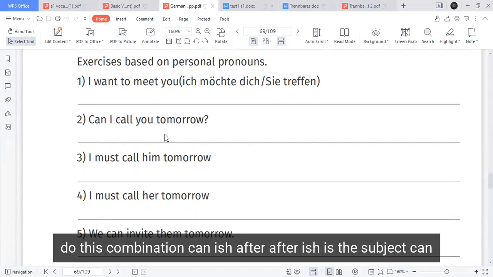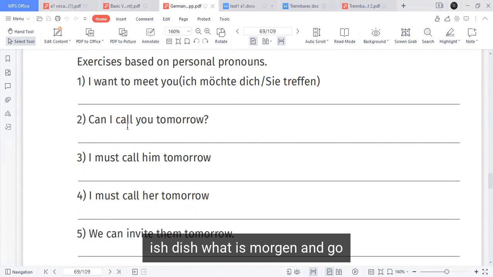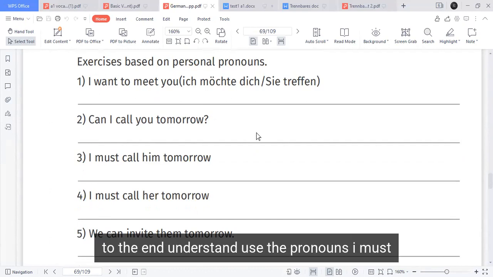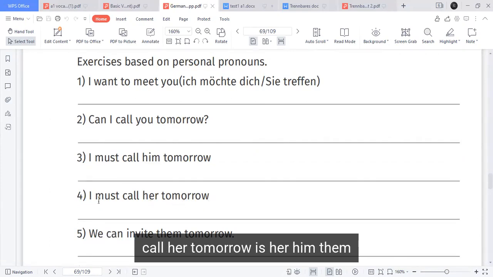Can I call you tomorrow? How will you do this? This is modal verb plus personal pronouns combination. Kann ich, after ich is the verb, subject. Kann ich dich oder sie morgen anrufen? Call is anrufen. Go to the end as per the modal verb concept. You understand how to use the accusative personal pronouns. I must call her tomorrow. Ich muss sie morgen anrufen.